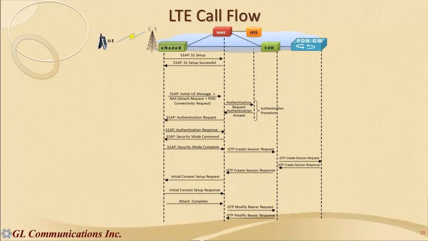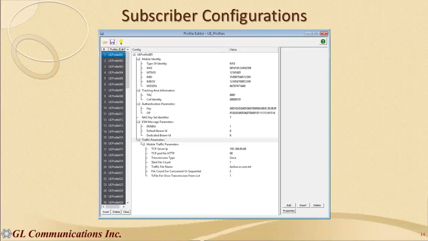And here you can see UE is generating these calls. So Maps allows the configuration of UEs. So user can have multiple UEs simulation. So for that there will be subscriber configurations. So this is the window where user can configure multiple UEs.